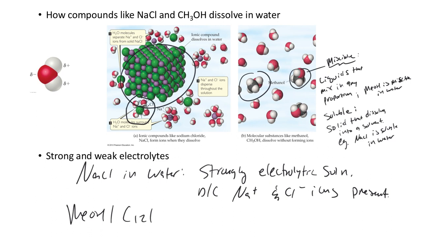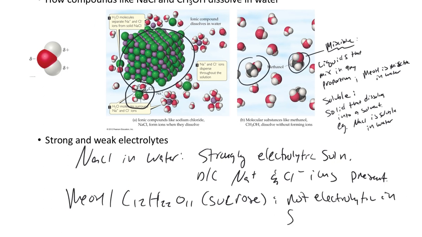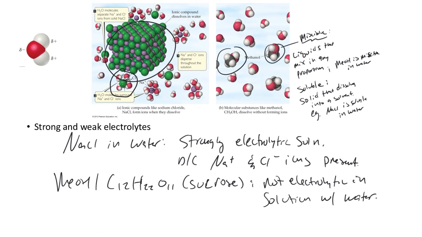So methanol, C12H22O11, which is sucrose, from our example here, that the implication is that these are not electrolytes. So these are not electrolytic in solution with water. And the simple implication is that they simply do not ionize in solution. So they're not making ions in solution like NaCl did.